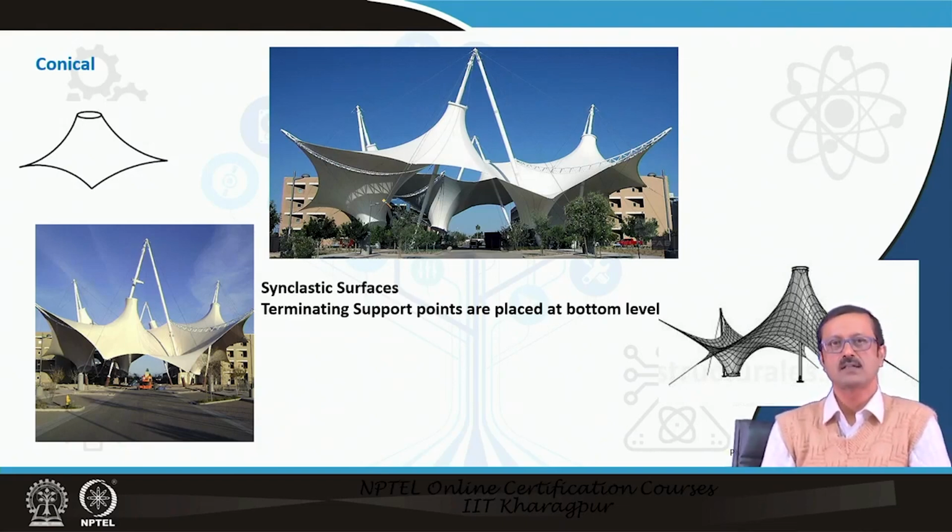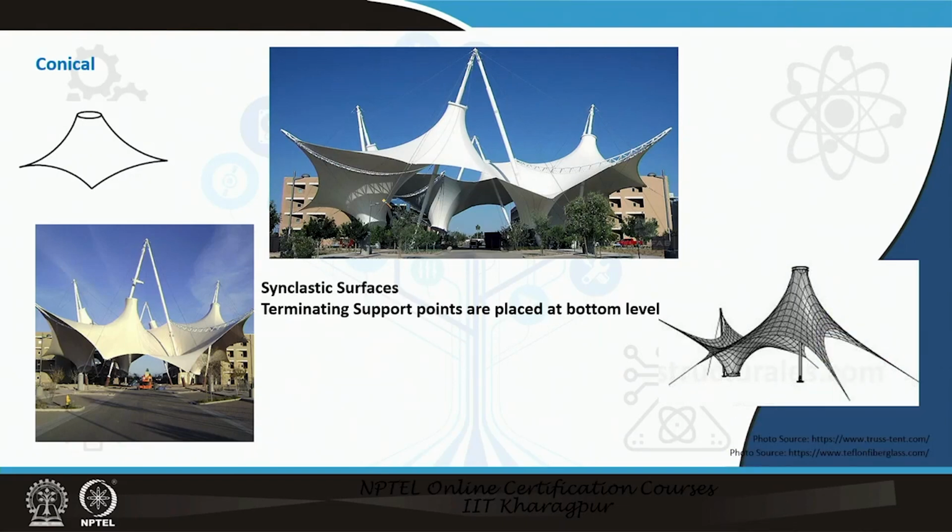Then the conical. The conical is a synclastic kind of form where both curvatures are on the same side and the Gaussian curvature is positive. In this case you see the terminating points are placed at the bottom level, and there is a ring, and it will be connected to this particular ring. So this is the ring, and all the other points are at some bottom level, and it flows like that. So this is the conical kind of membrane structure.